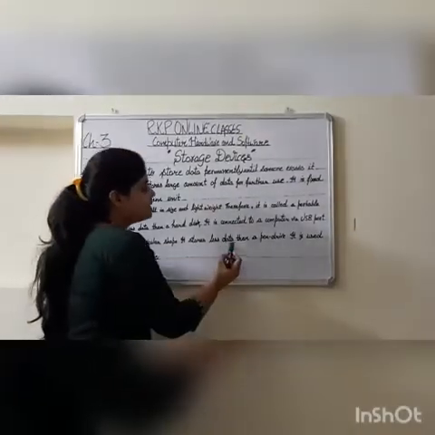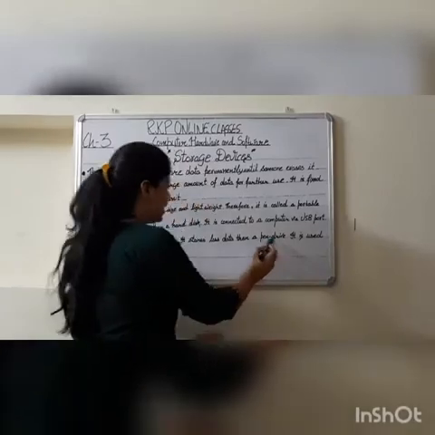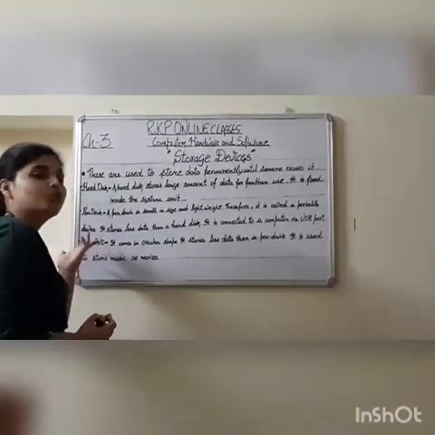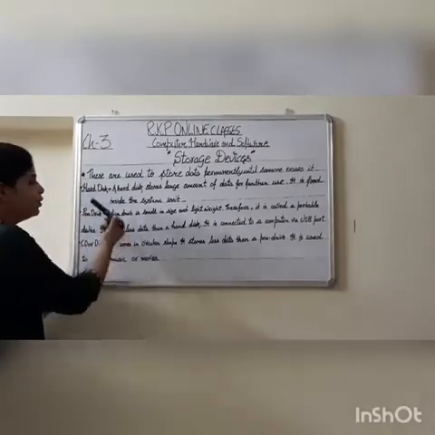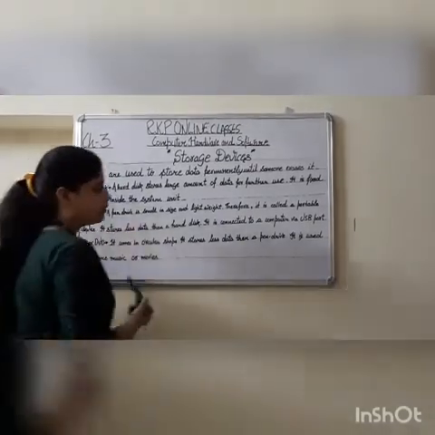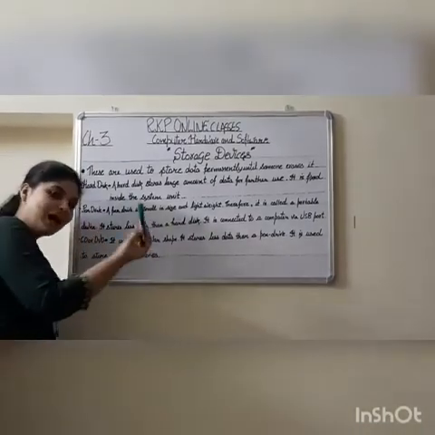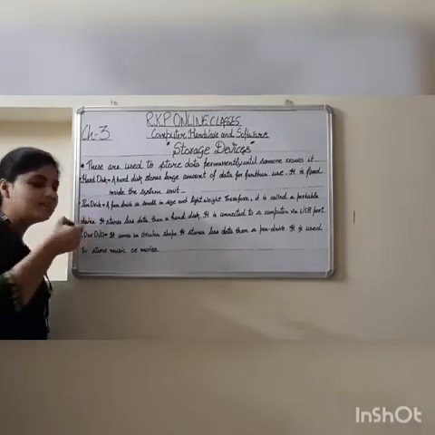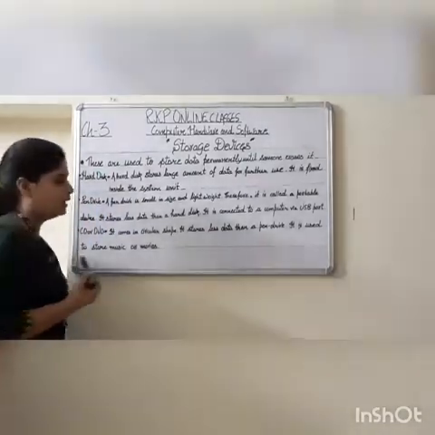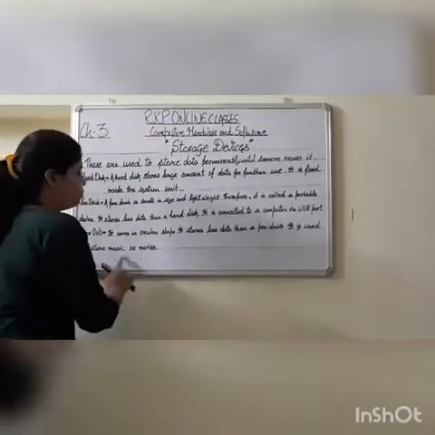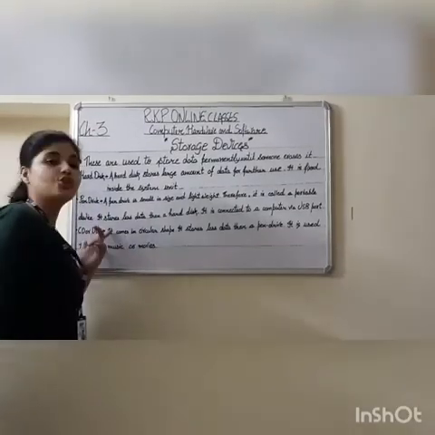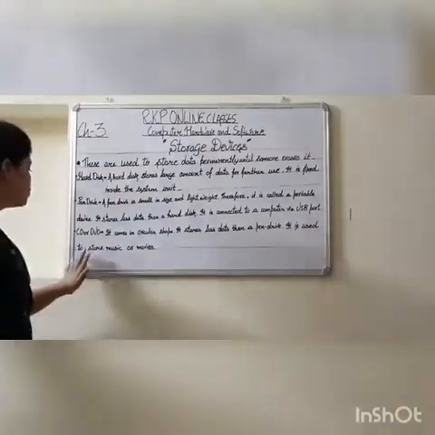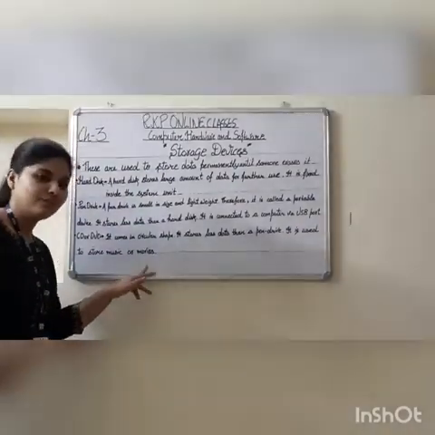They store less data than a pen drive. If we talk about the storage capacity of both CD and DVD, they both store less data as compared to the pen drive. That means a pen drive stores a larger amount of data as compared to CD or DVD, but less as compared to the hard disk. So what is the function of CD or DVD? They both are used to store music or movie files.